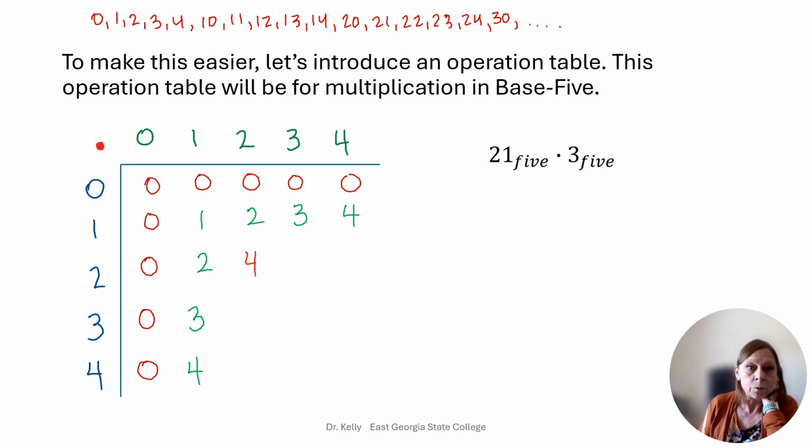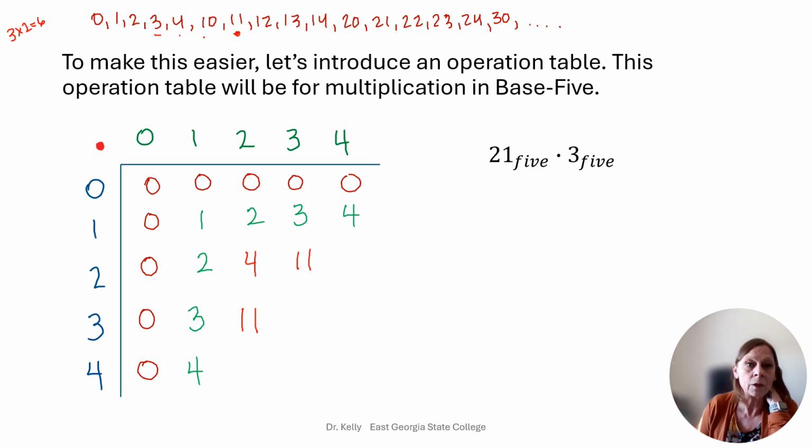3 times 2 is 6 (in base 5, written 11). So one way you can do this is to go 3 times 2 equals 6, and we count 3, 4, 5, 6. It's one way of looking at it, right? And that's going to be the same volume here.